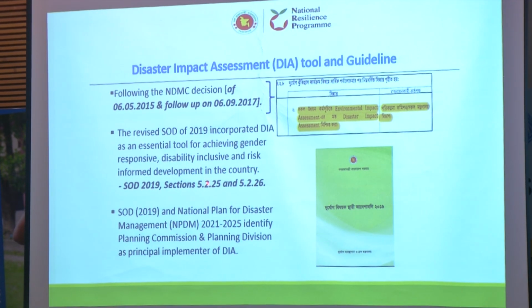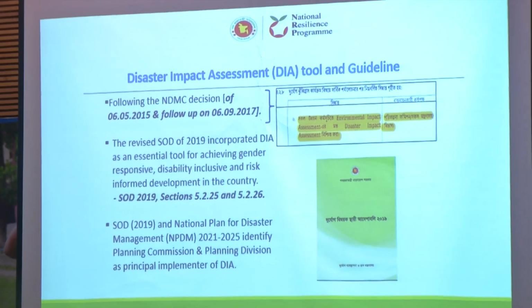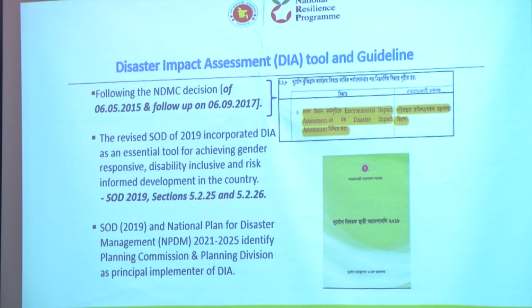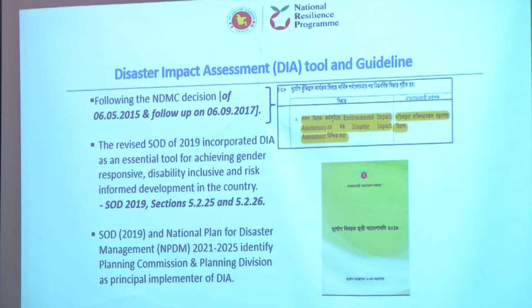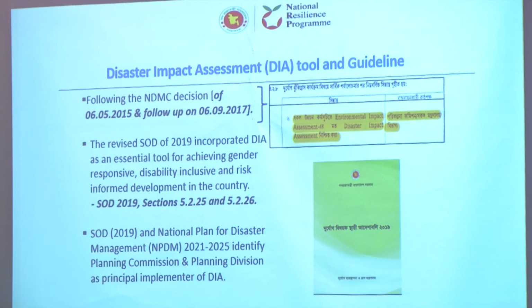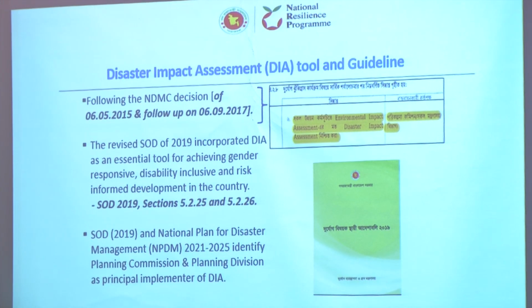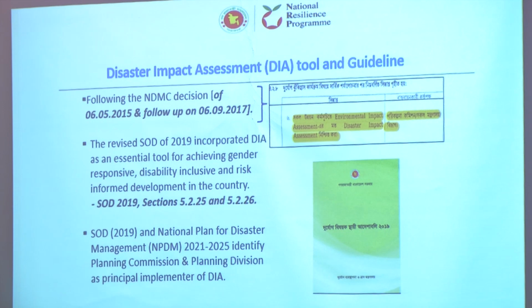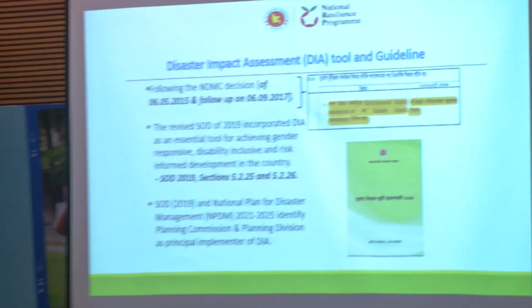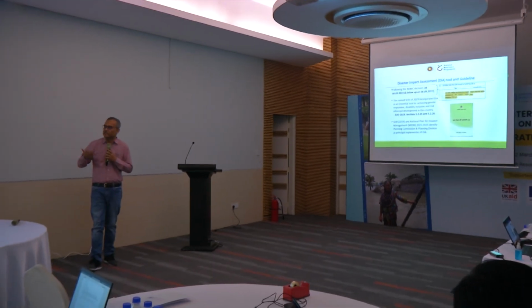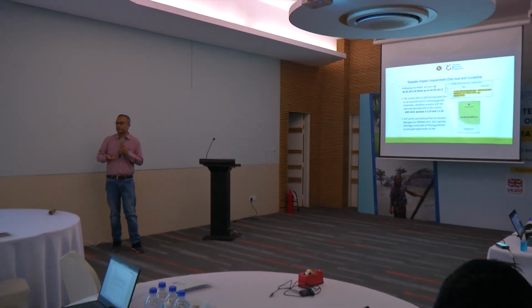A decision was made in the NDMC, National Disaster Management Council. If you follow the NDMC meeting minutes and NDMC decisions, you will find 2015 NDMC decisions. It was proposed to conduct disaster impact assessment like the EIA. Also, if you see the Prime Minister's directives in different ECNEC meetings, the Executive Committee for National Economic Council, there are lots of Prime Minister directives on disaster impact assessment and also environmental sustainability issues.